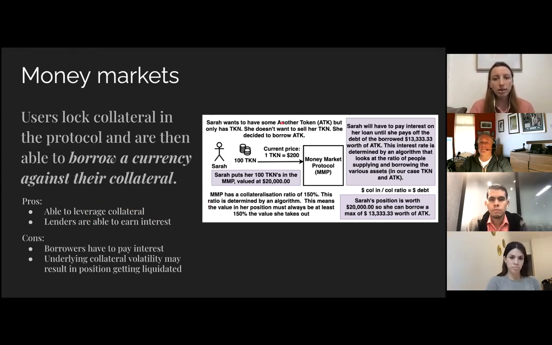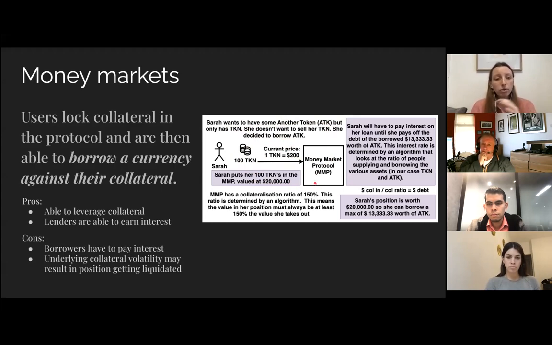So here we have Sarah. Sarah wants to have some ATK, which is another made-up token. But she only has tokens, and she doesn't want to sell her tokens because obviously the price could go up and then she'd have lost all this money. So instead, she decides to borrow ATK. Sarah puts 100 tokens at $200 per token into the money market protocol, right? So the value of her position here is $20,000.